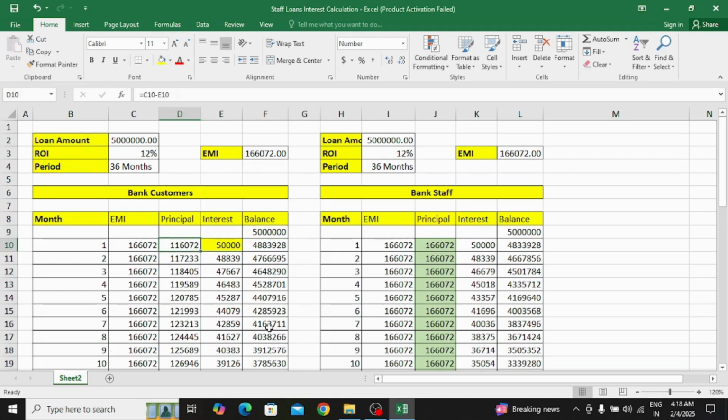Then the remaining amount is 1,16,000, so 1,16,000 will be deducted from the outstanding. So now the outstanding is 48 lakh 83. The second month also he has paid the EMI amount. So first we will calculate interest on the outstanding, then they will remove the interest amount, then the remaining amount we will adjust to the principal so that it will become zero.